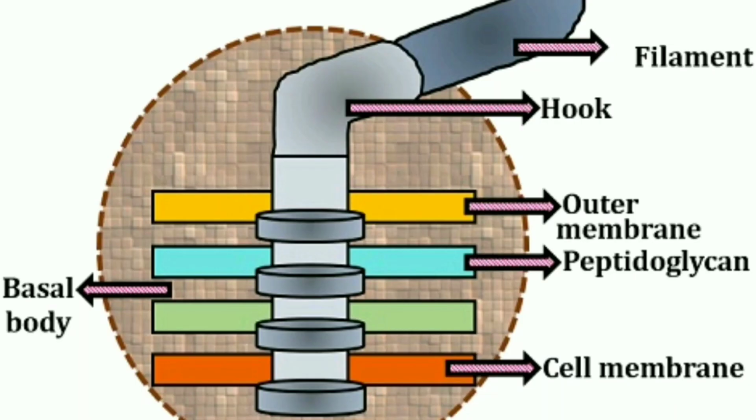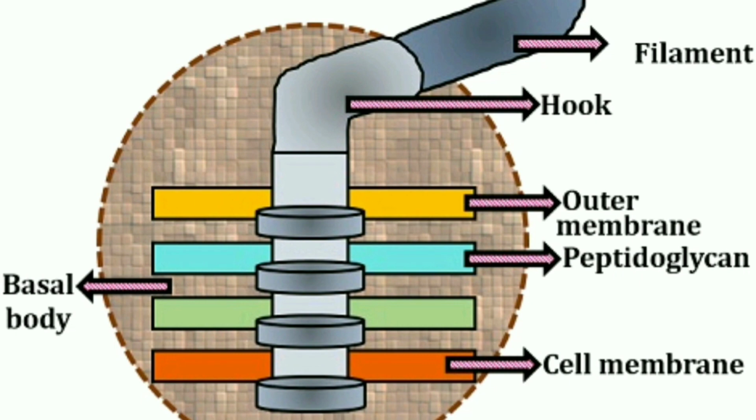So this is the structure of a flagella. A flagella is made up of three parts, that is, a basal body, a hook and a filament. The basal body attaches a flagella to the cell wall and the membrane. As you can see in the diagram, the basal body is present in the cell membrane and cell wall region. This basal body is composed of a rod and a series of rings. The number of rings may vary in gram-negative and gram-positive bacteria.